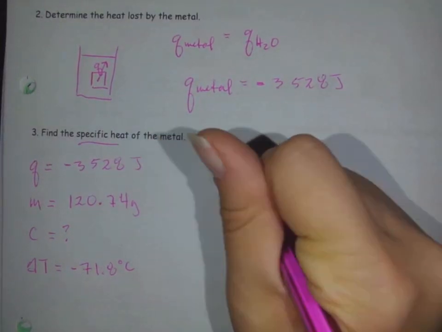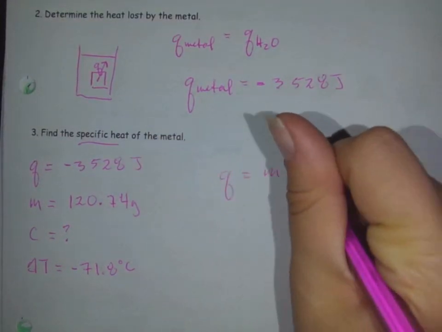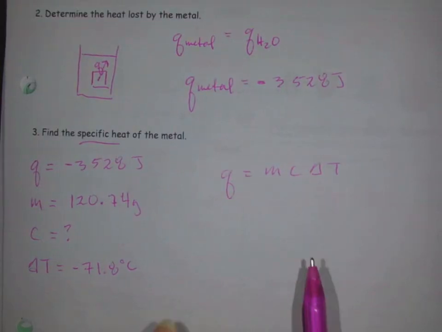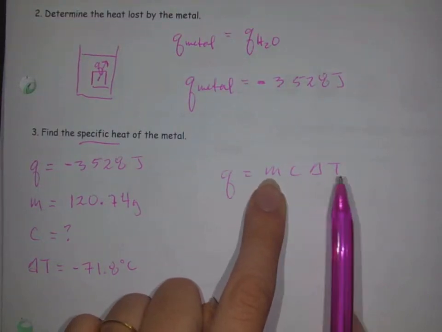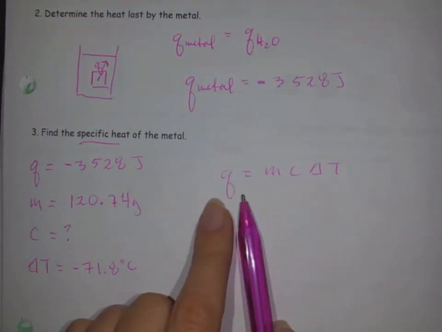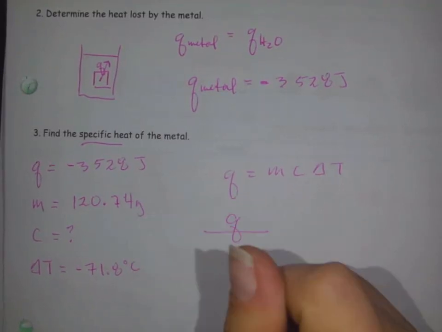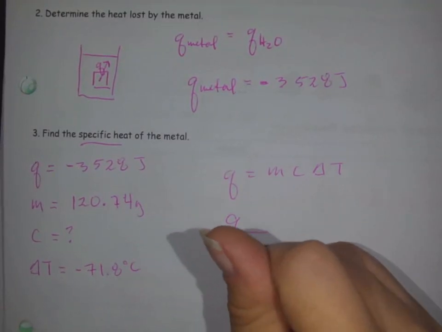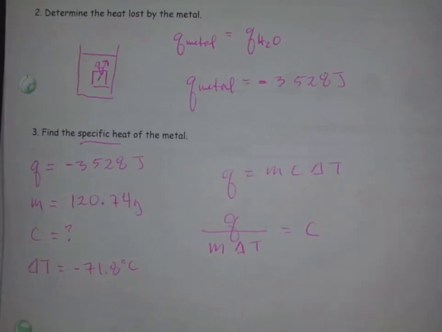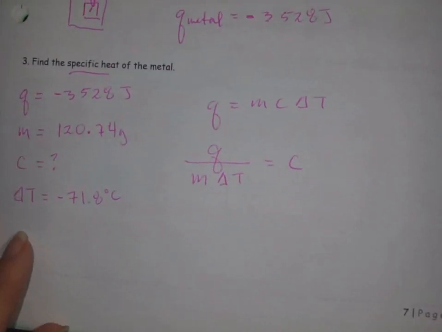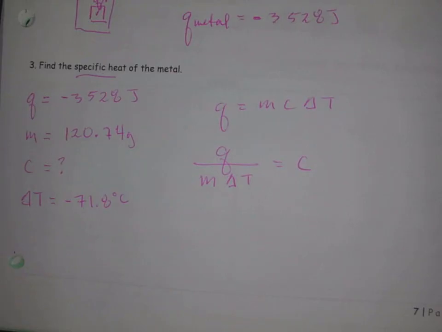And the equation is Q equals mc delta T. So if I divide by the mass and delta T, then that isolates the specific heat. So divide both sides by m delta T, and then now specific heat is isolated. So last step is plugging this in my calculator.